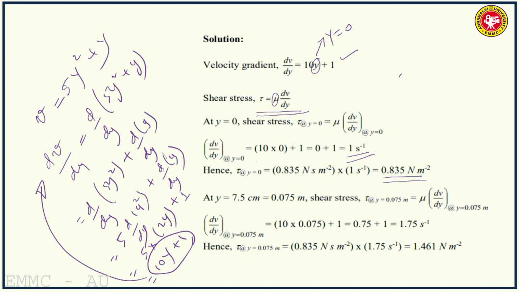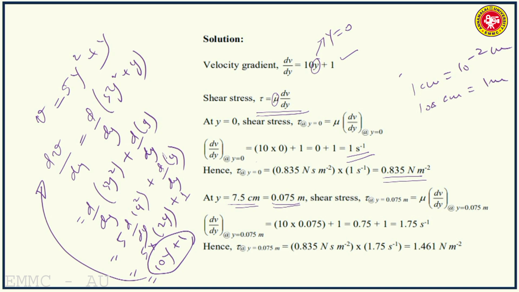Now at y is equal to 7.5 centimeters, that means 0.075 meter, because 1 centimeter is 10 power minus 2 meter. That is, 100 centimeters make 1 meter, so 1 centimeter will be 10 power minus 2 meter. So 0.075 meter. So shear stress tau at y is equal to 0.075 meter is mu multiplied by dV over dy, that is the velocity gradient at y is equal to 7.5 centimeters from the bottom plate.